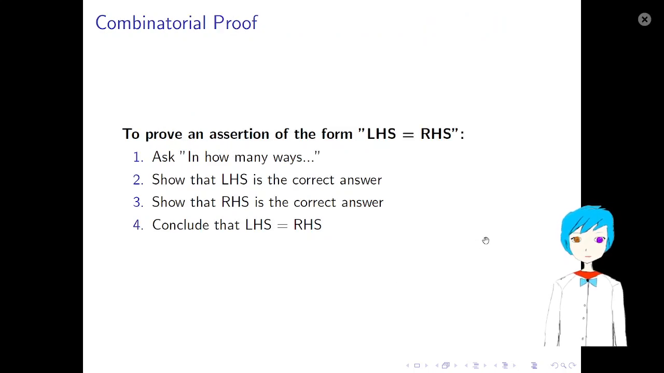Next, we discussed what a combinatorial proof is. It's basically to prove an assertion of the form left-hand side equals right-hand side. So we are finding two different ways of counting numbers. The question is always to ask in how many ways we can count, maybe the number of lists or sets. We show the left-hand side is the correct answer, we show the right-hand side is the correct answer, and then we can draw the conclusion that the left-hand side equals the right-hand side.